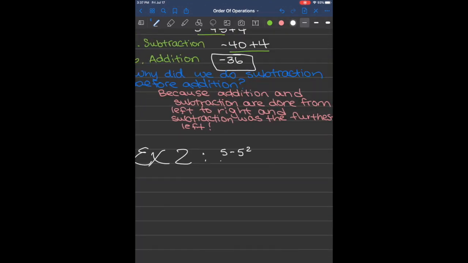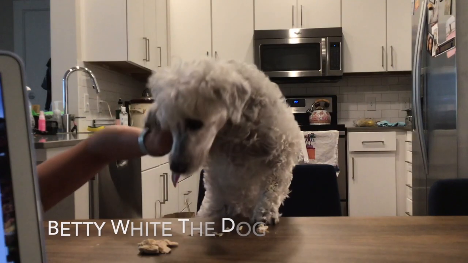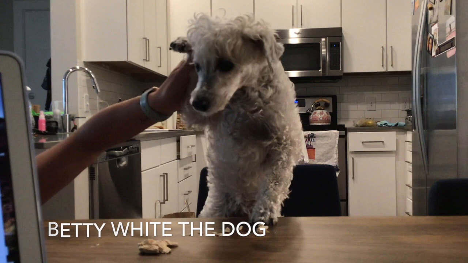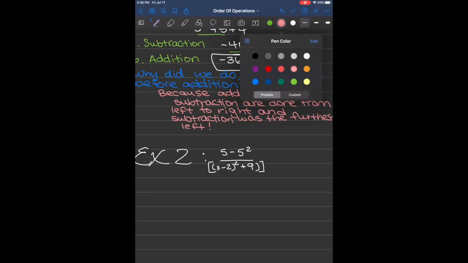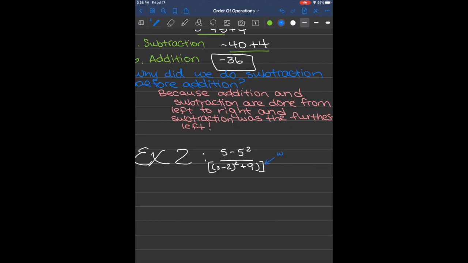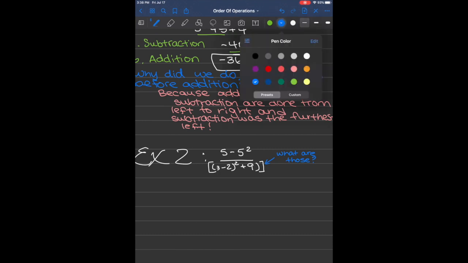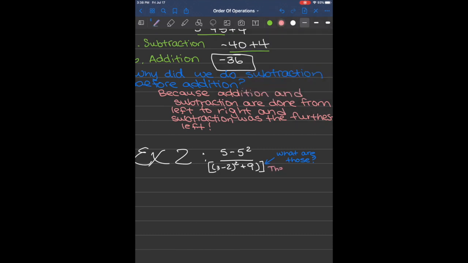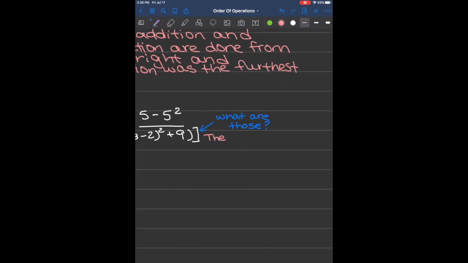For the next example, we have a big division sign, so we have 5 minus 5 squared over 3 minus 2 squared plus 9. And around that, we have big square brackets. I have a question. What are those square things? So to answer Betty's question, we have these square brackets, which signify the outside. They're still treated the same as normal parentheses. They just are on the outside, so they do not have a different function.